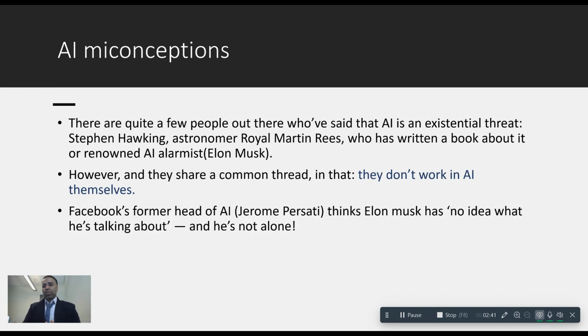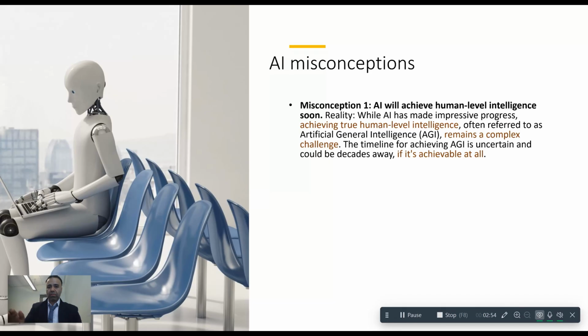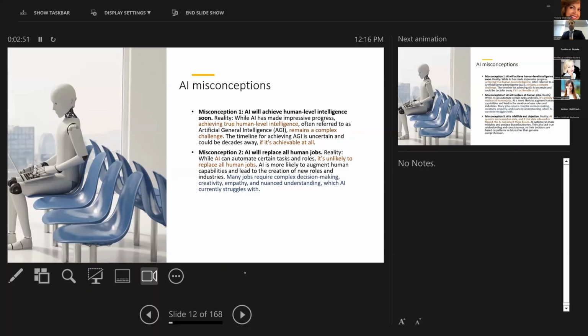Now, they all share a common thread. They don't work in AI themselves. So they seem to confuse the two terms, natural human intelligence versus artificial intelligence. Now, quite complex. A lot of human jobs require complex decision-making, creativity, empathy, or nuanced understanding, which AI actually struggles with.